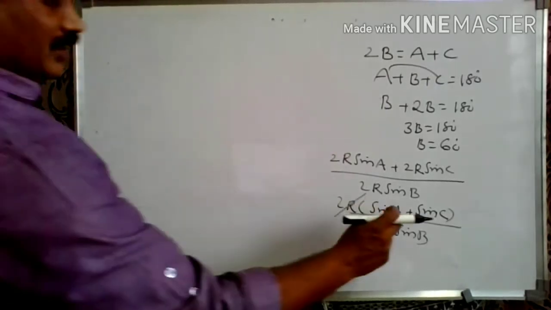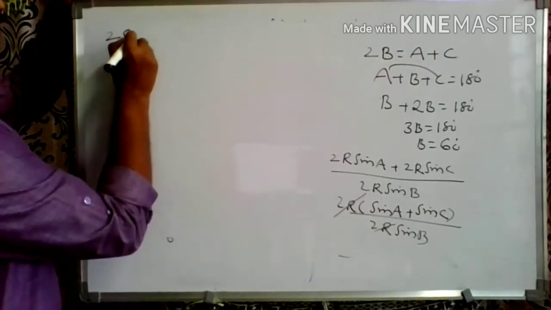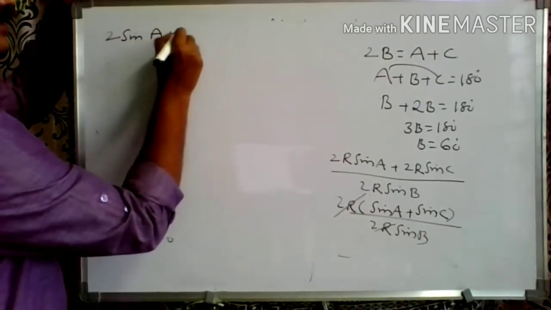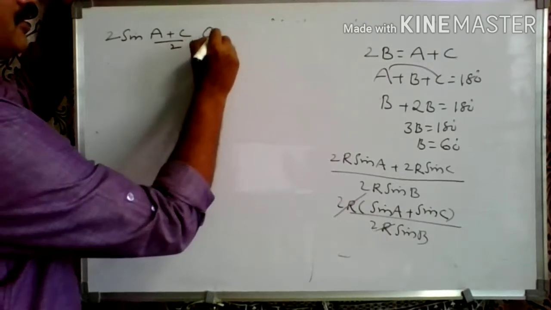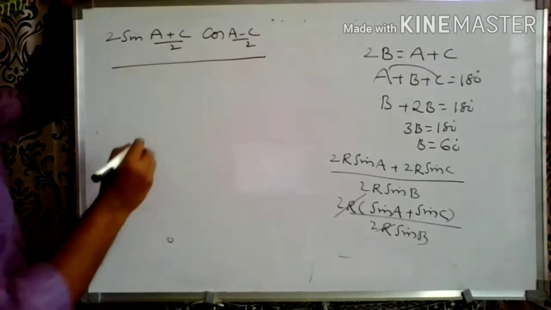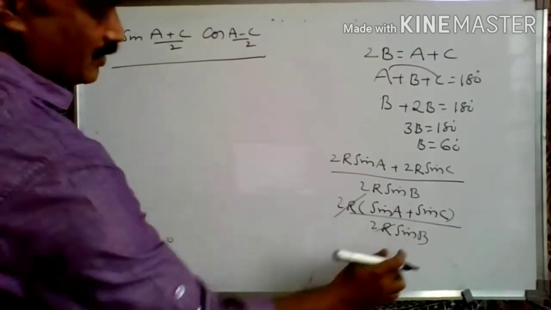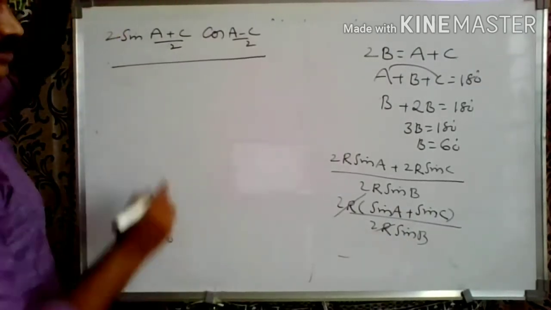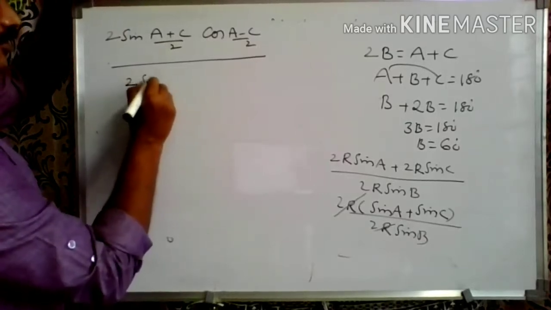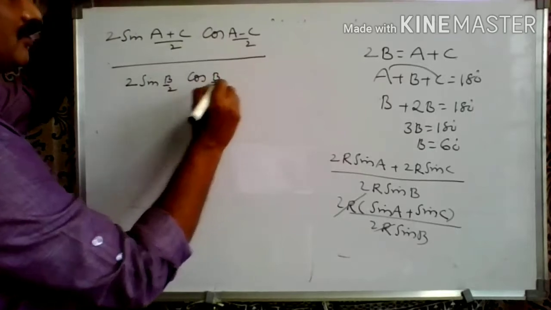Here apply the formula for sine C plus sine D: 2 sine of (C plus D) by 2 into cos of (C minus D) by 2. So sine A plus sine C is 2 sine of (A plus C) by 2 into cos of (A minus C) by 2, divided by sine B. And sine B is equal to 2 sine B by 2 into cos B by 2.